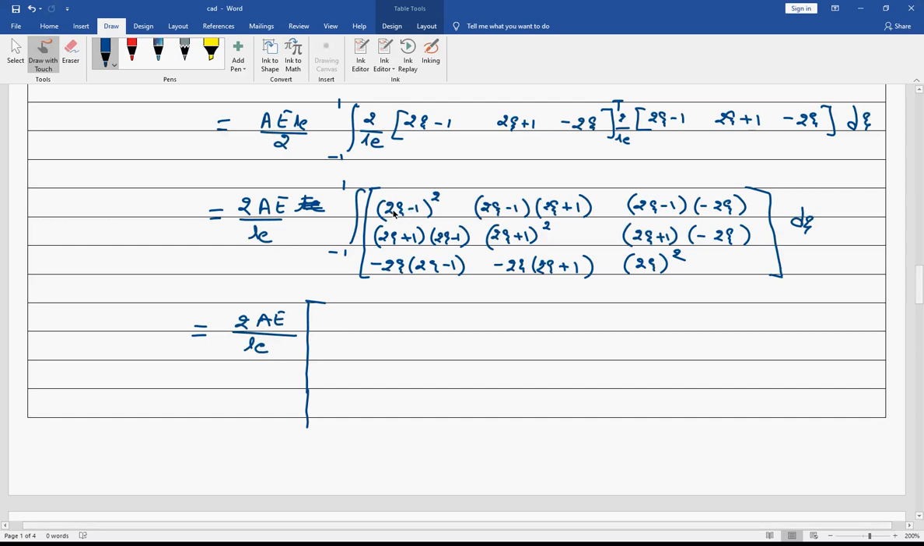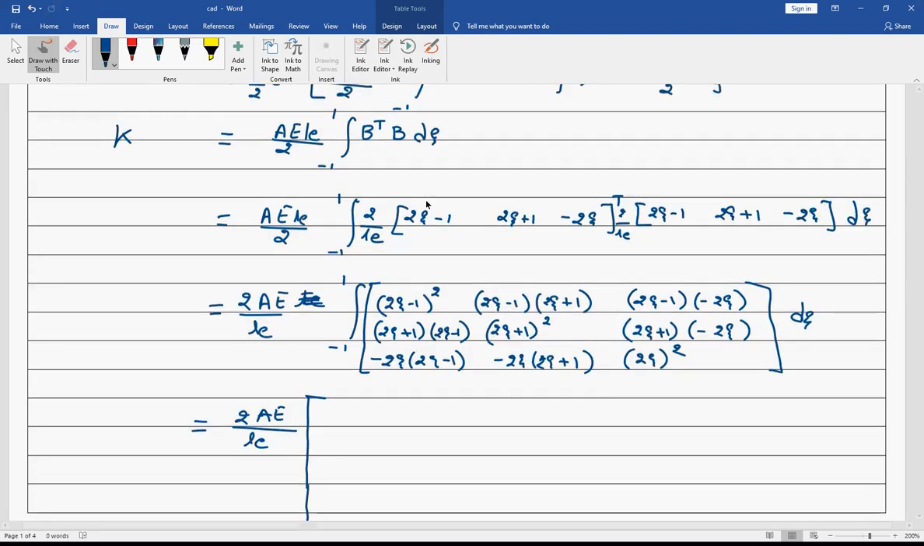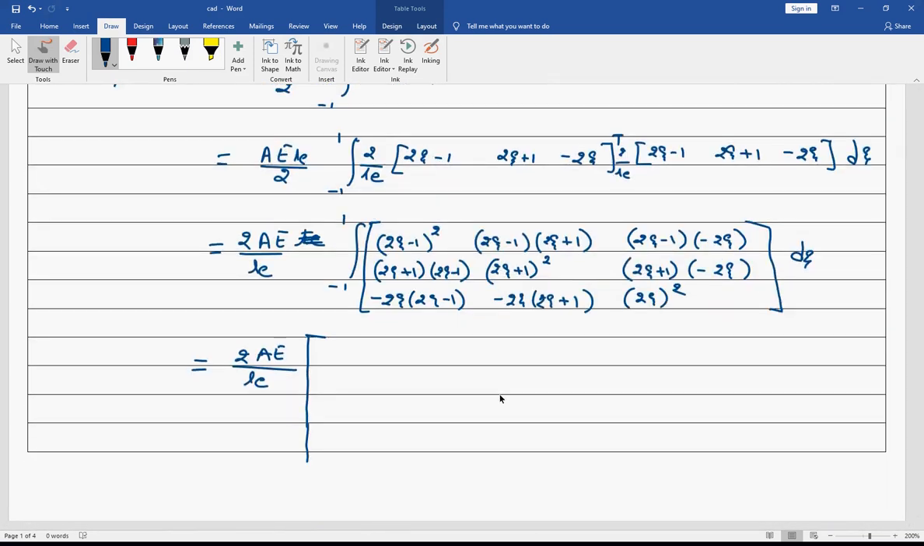Multiply this and just let me know this value. Divided by 2. Okay, divided by 2, I just missed out.